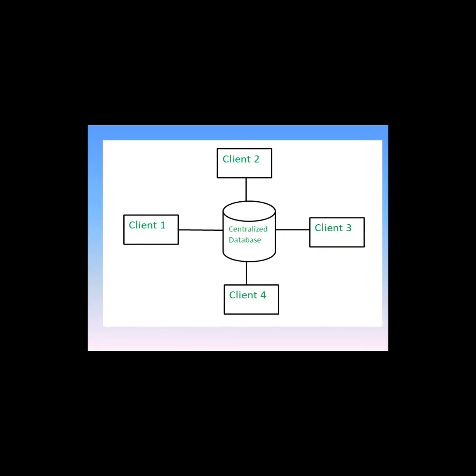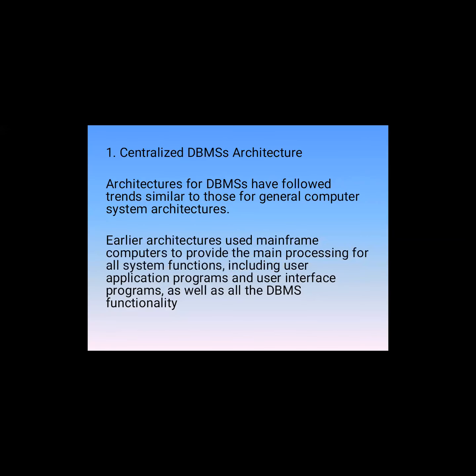Okay, so there is nothing but centralized database. Now we try to see architectures for the DBMS, which have followed trends similar to those of general computer system architectures. Earlier architectures used mainframe computers to provide the main processing for all the system functions, including user application programs and user interface programs, as well as the DBMS functionality.